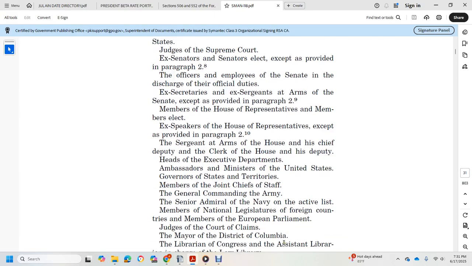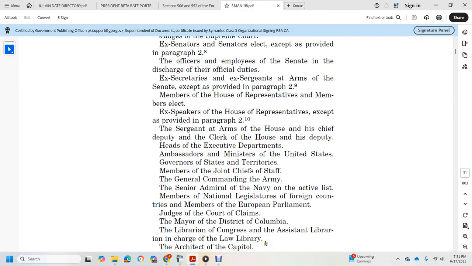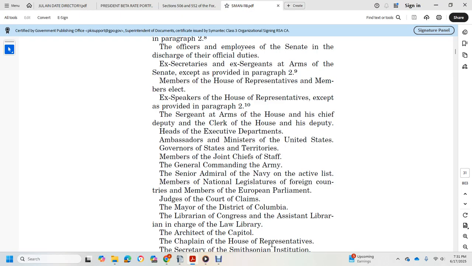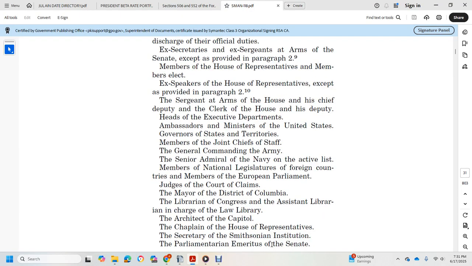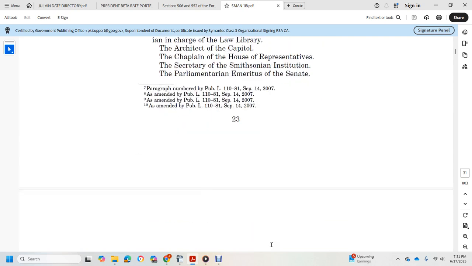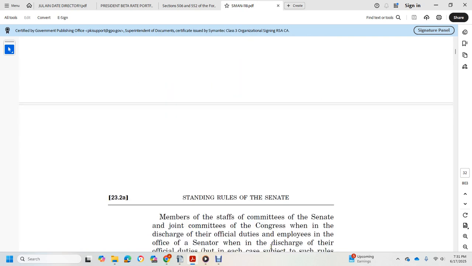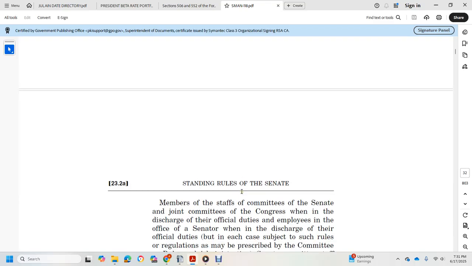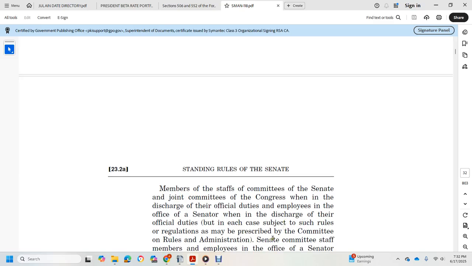the European Parliament, judges of the Court of Claims, the mayor of the District of Columbia, the librarian of Congress and the assistant librarian in charge of the law library, the architect of the Capitol, the chaplain of the House of Representatives, the secretary of the Smithsonian Institution, the parliamentarian emeritus of the Senate, and the designated members of the Joint Staff Committees of the Senate and Joint Committees of the Congress when in the discharge of their official duties, employees in the office of the Senator when in the discharge of their official duties, but in each case subject to such rules or regulations as may be prescribed by the Committee on Rules and Administration.